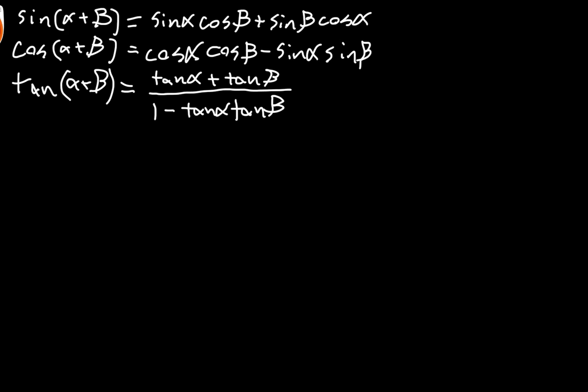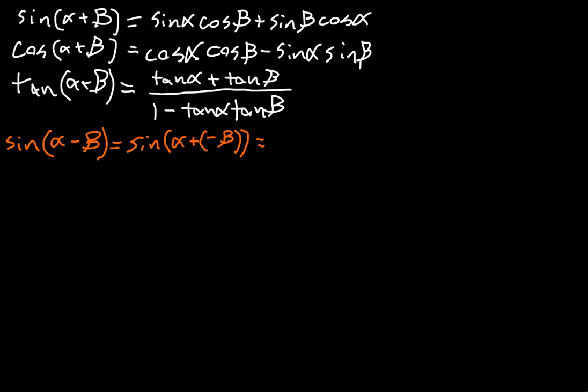So if we're trying to find sine of alpha minus beta, that's really the same as finding the sine of alpha plus negative beta, right? So then we should be able to just plug that into each of our formulas, a negative beta, and see what their formulas are for angle subtraction.